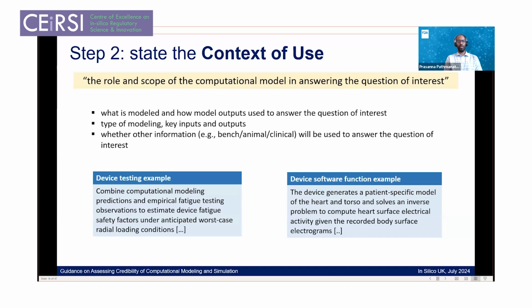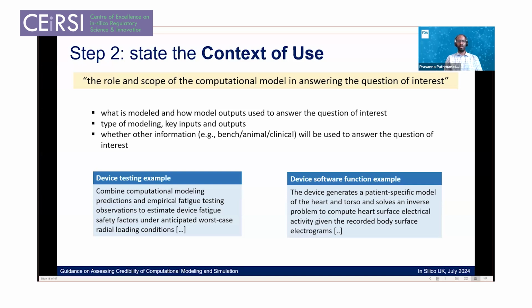For device testing, where a company will be providing simulation study results, the context of use is going to be what was done and what evidence has been provided, modeling and other. The context of use could be combined with computational modeling predictions and empirical fatigue testing observations to estimate device fatigue safety factors under anticipated worst case radial loading conditions, and that implies that there'll be a lot more information typically needed to be provided.